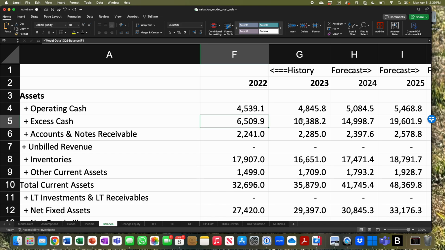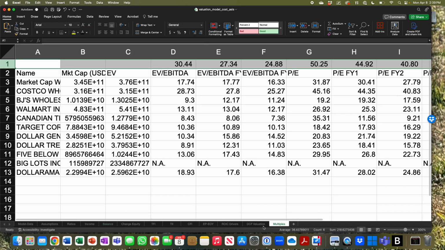Everybody with me? Everybody do that? Or at least know you're about to do that before your next assignment? Okay. So now we have a Bloomberg enterprise value.